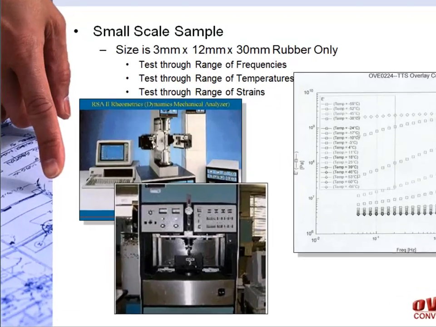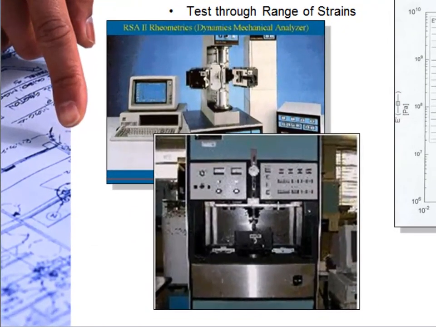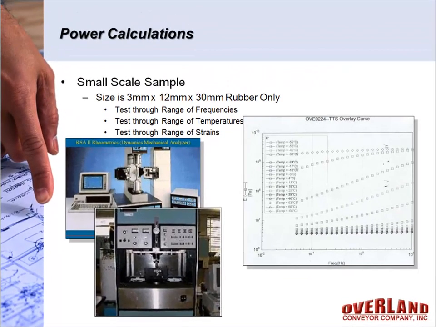Take that small sample, we put it in a test machine, in this case an RSA dynamic mechanical analyzer, which is a desktop type machine, relatively inexpensive to get. And we test it. We test it through a full range of frequencies. We test it through a full range of temperatures, and we also can test it at different strain levels. All three of those are important criteria in our conveyor analysis: different frequencies, different tensions, and different strains.